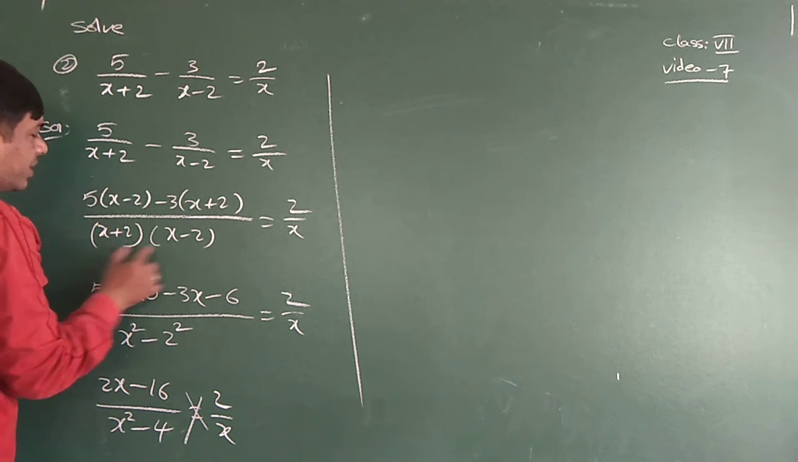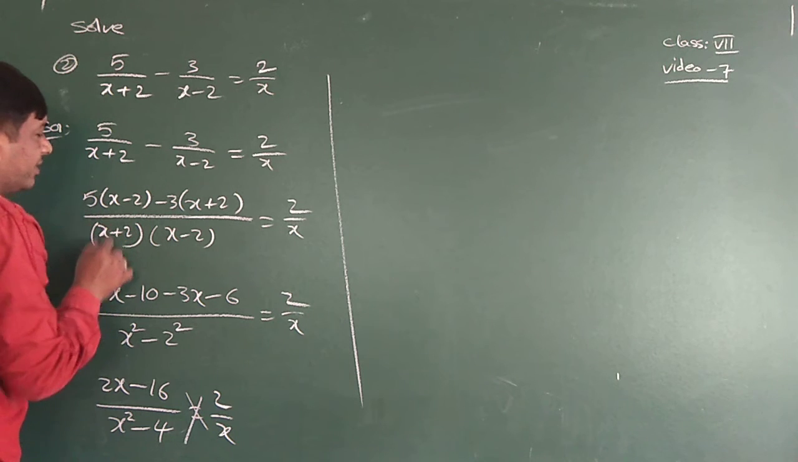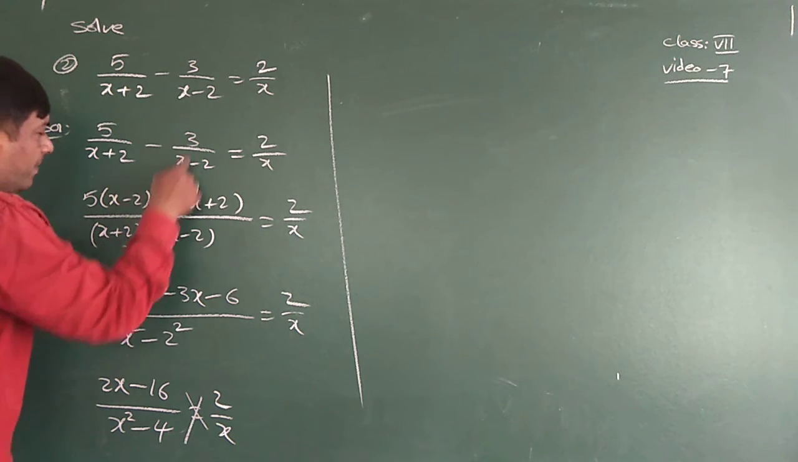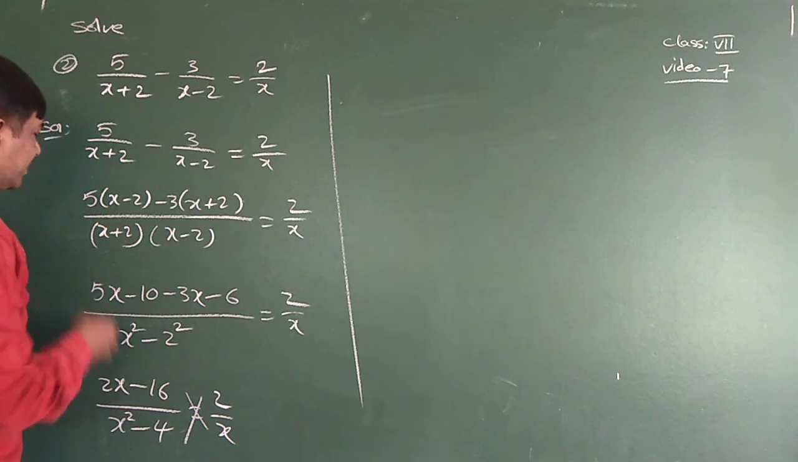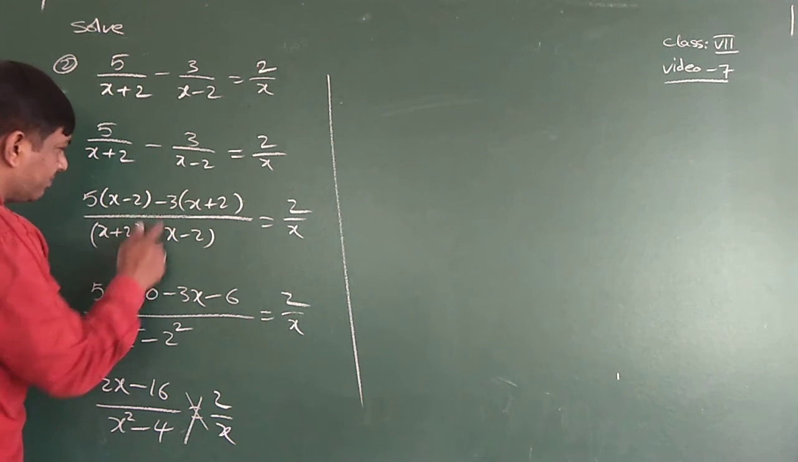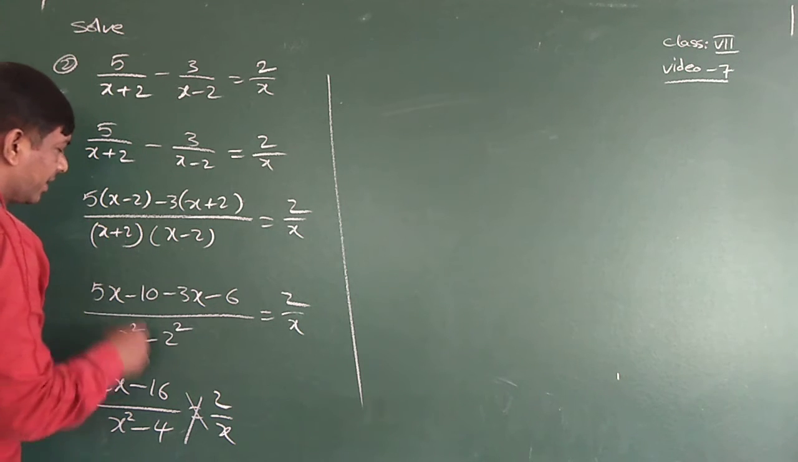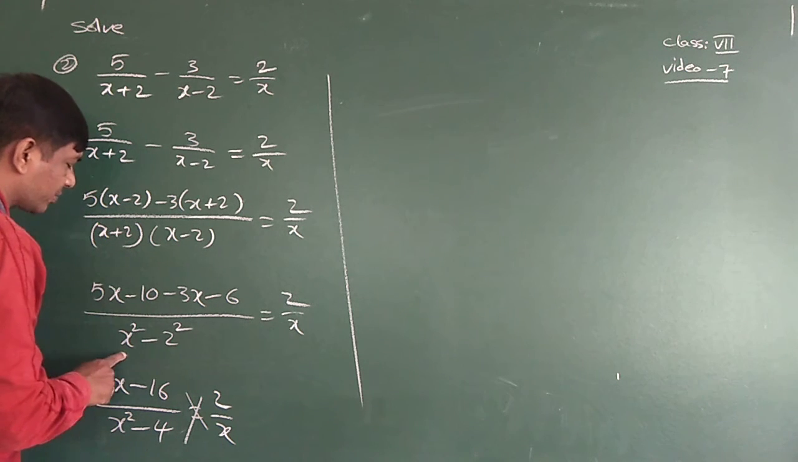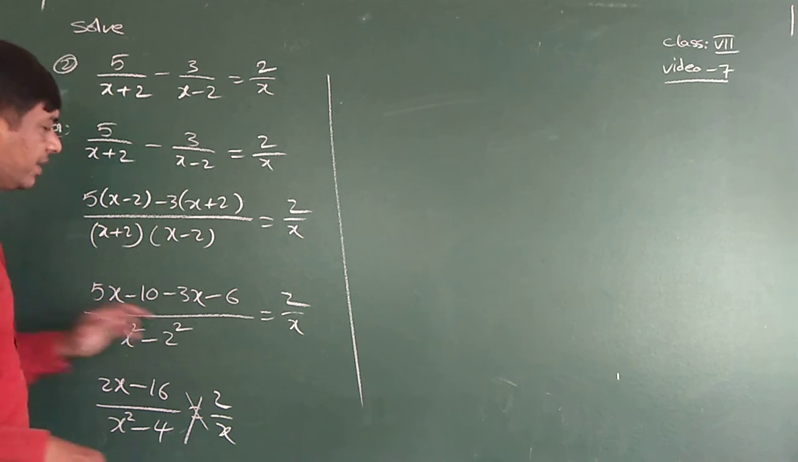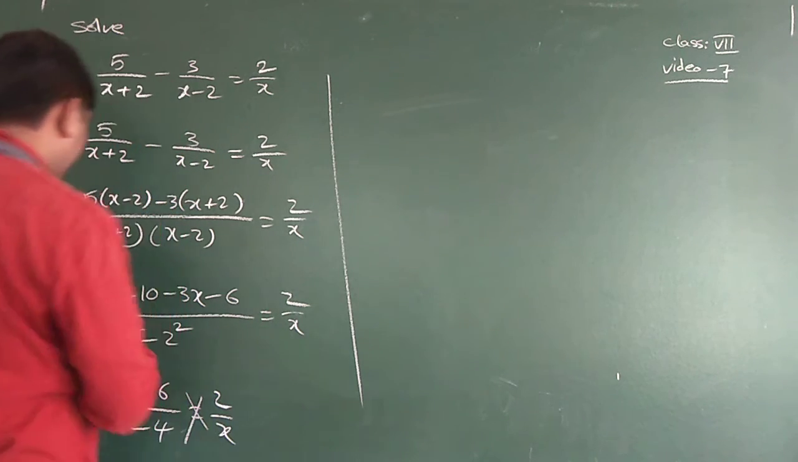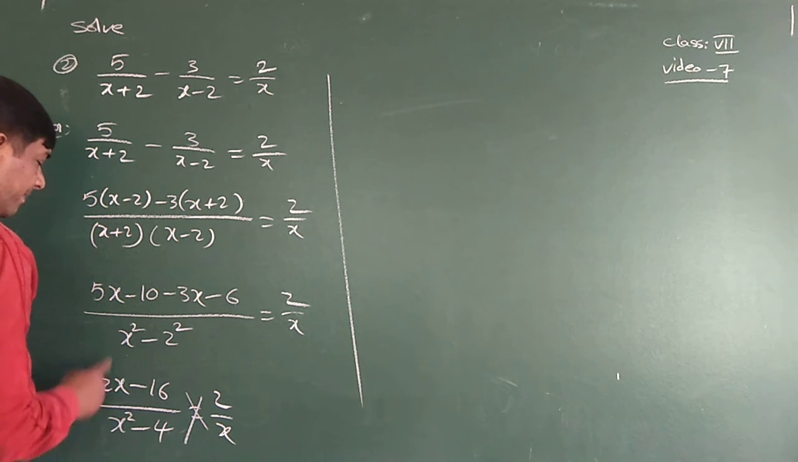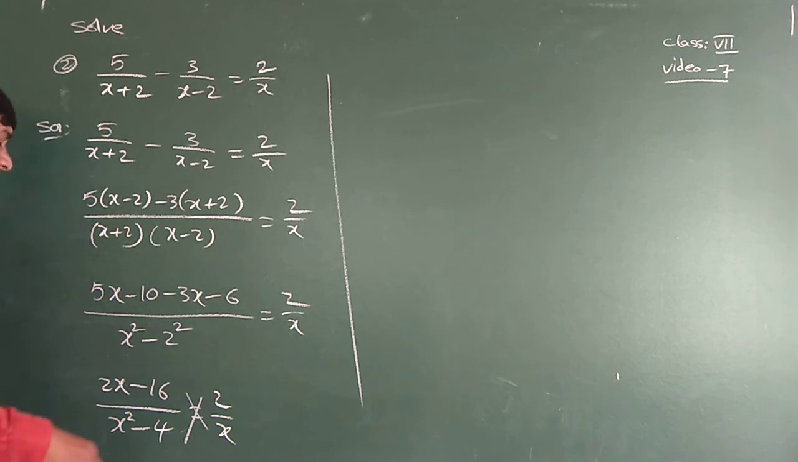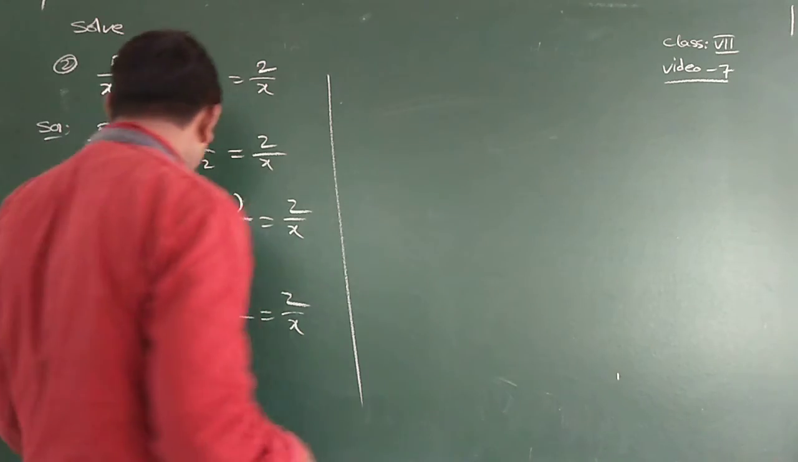The numerator is 5 into x minus 2, minus 3 into x plus 2, equal to 2 by x. Now 5x minus 10 minus 3x minus 6, over a plus b into a minus b, which is a square minus b square, so x square minus 4, is equal to 2 by x. Now 5x minus 3x is 2x, minus 10 minus 6 is minus 16, by x square minus 4 is equal to 2 by x. Cross multiply.